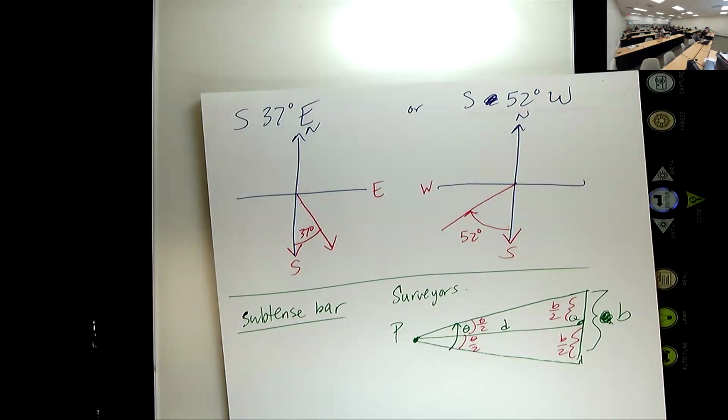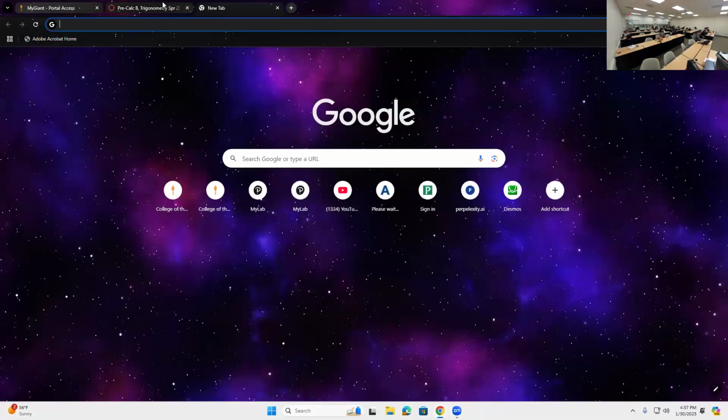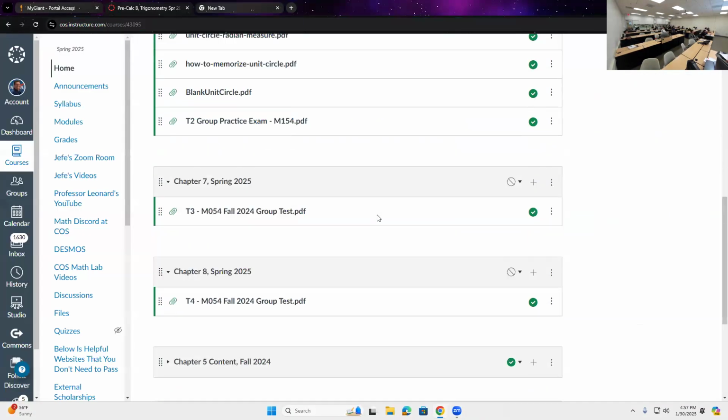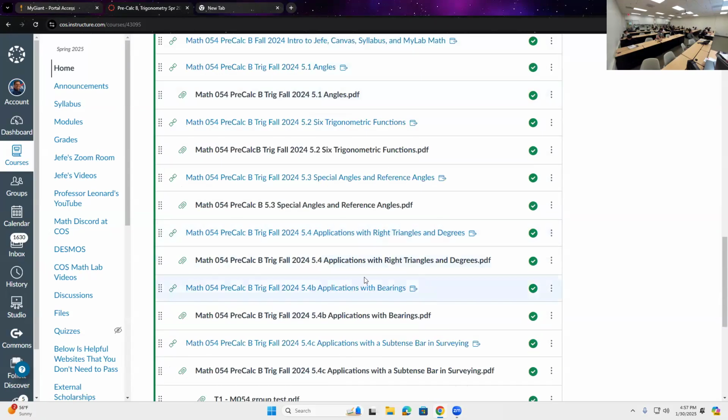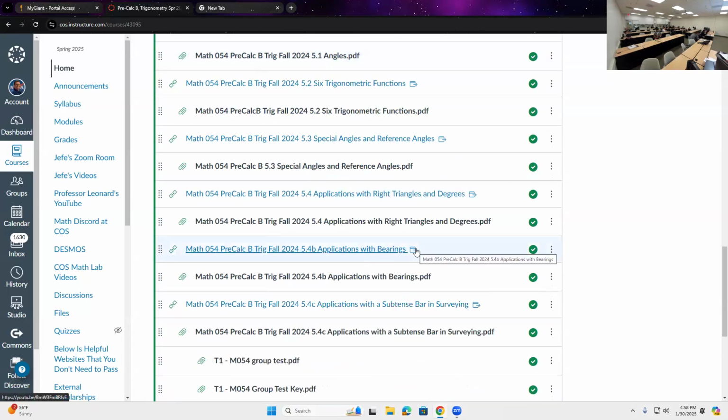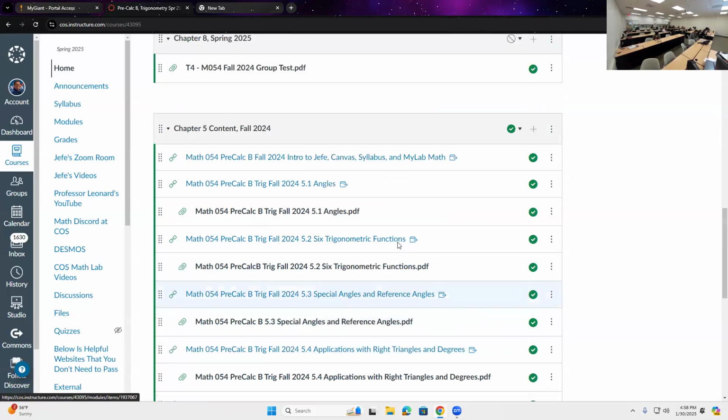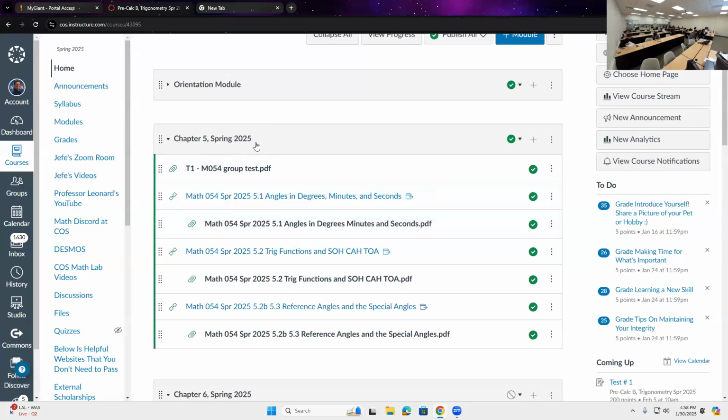I just wanna show it to people real quick. Chapter 5 content called 2024, applications with bearings. These are shorter stuff. I'll make copies of them and put them in the book. But I will put them up here in our spring 2025 info. So we're checking out to see how those problems are done, like you're doing the homework.